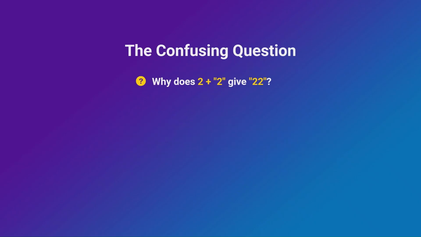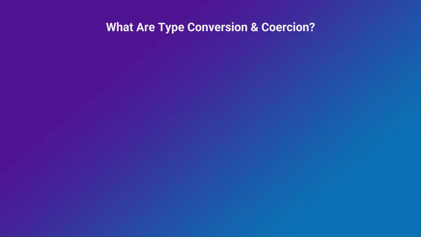Why does 2 plus 2 give 22? And what on earth is type coercion? Don't worry, by the end of this video this will all make sense and you will avoid a bunch of common beginner bugs. Let's jump in.